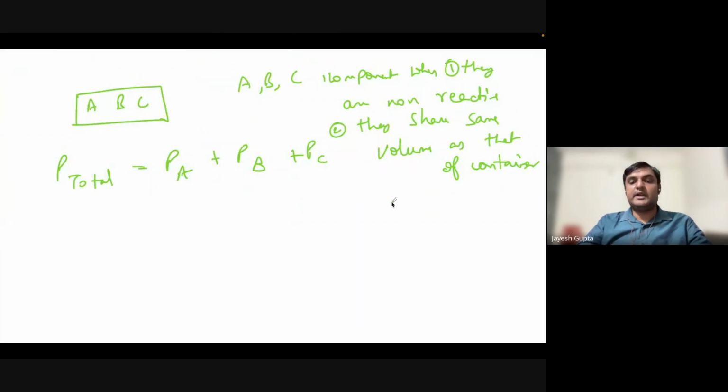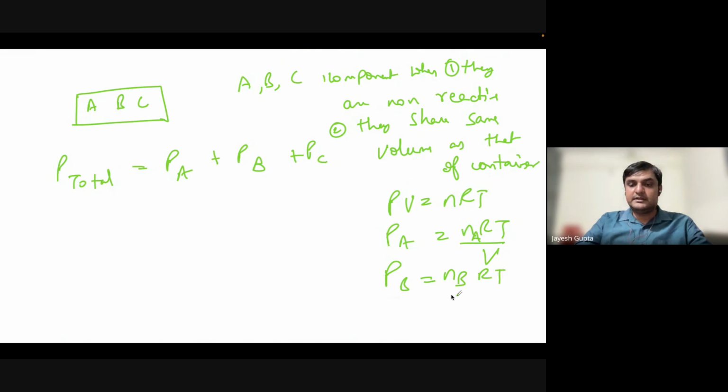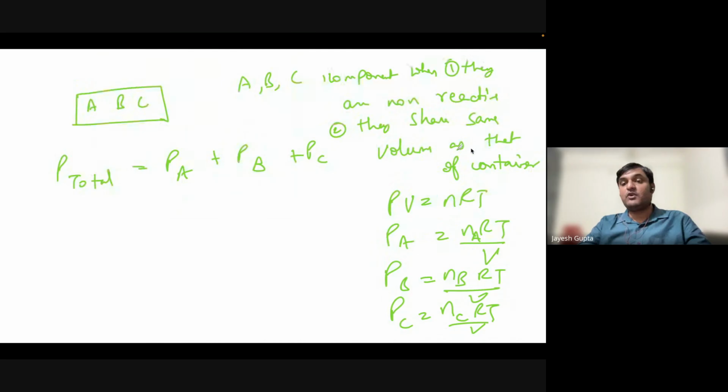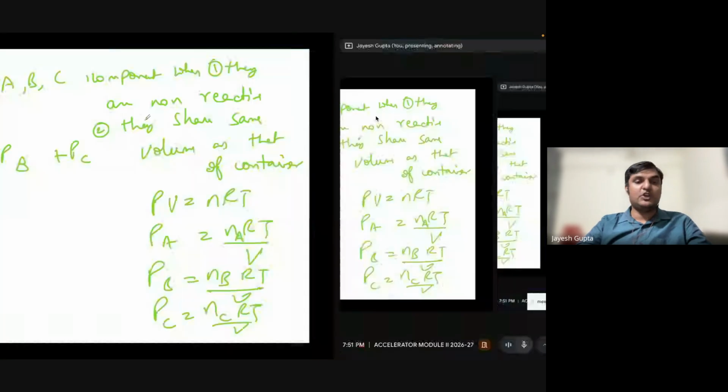Now, since we know that PV is equal to nRT, right now only I have told the ideal gas equation, PA can be written as nA RT by V, and PB can be written as nB RT by V, and PC can be written as nC RT by V. V will be common for all A, B, C because they are sharing the volume of the container, and V is the volume of the container.